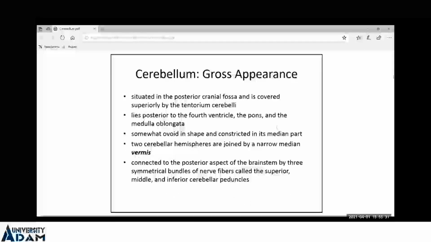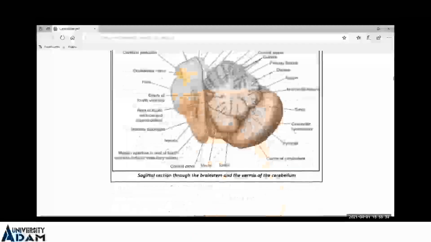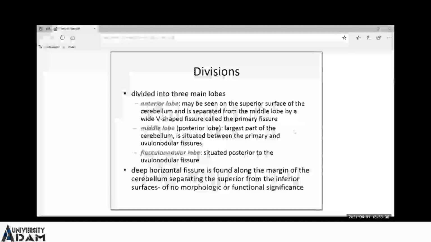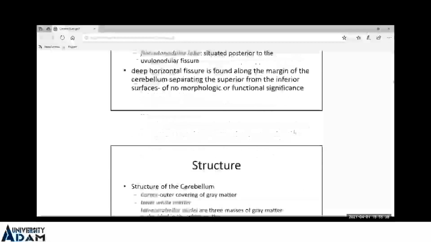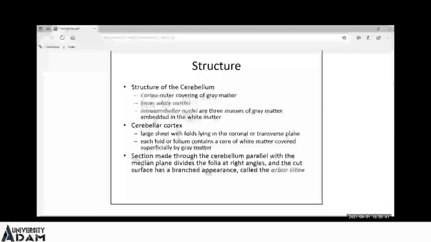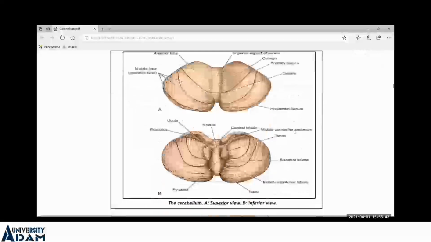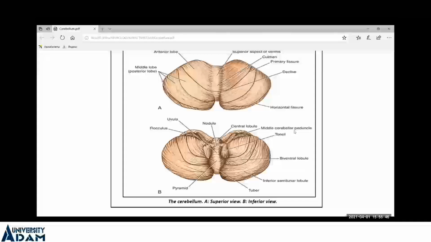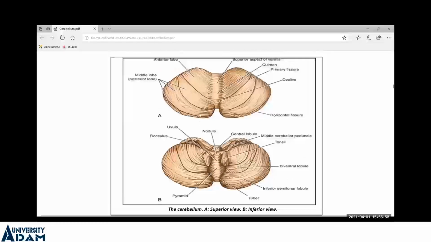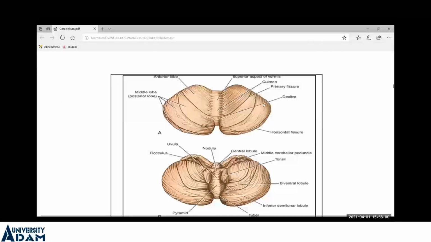This is the anatomy of the cerebellum. We can skip divisions: anterior lobe, middle lobe, flocculonodular lobe. I think you already know the structure. Superior view, inferior view, pyramid, tube, what else? Middle lobe, posterior lobe, anterior lobe. And here we have a horizontal fissure, and this is the vermis.